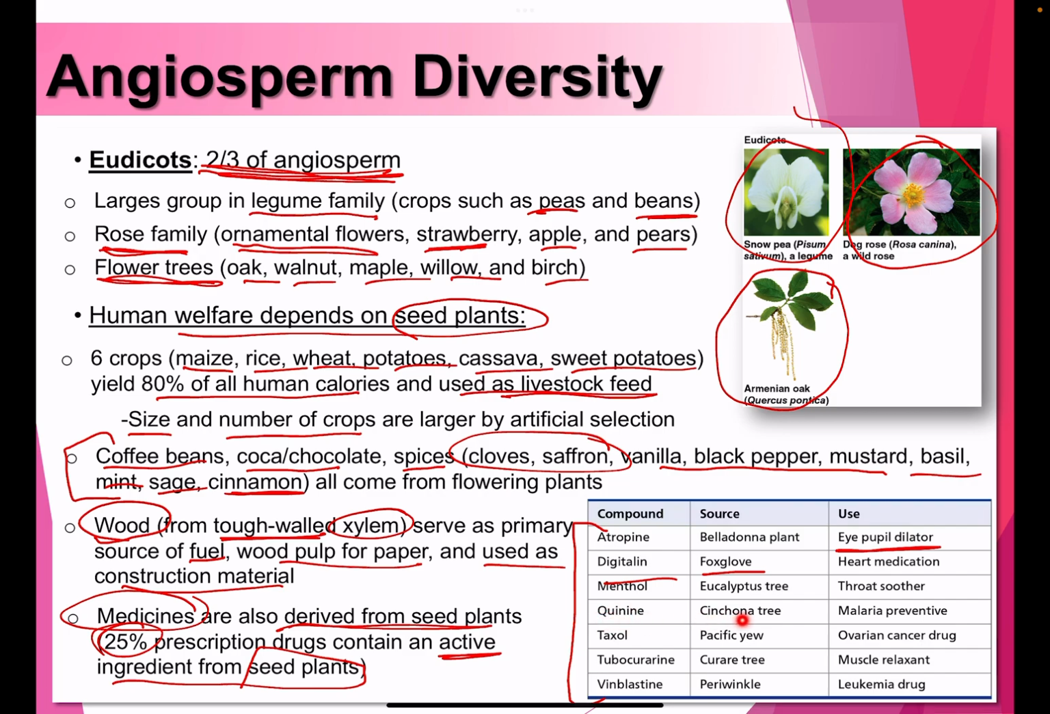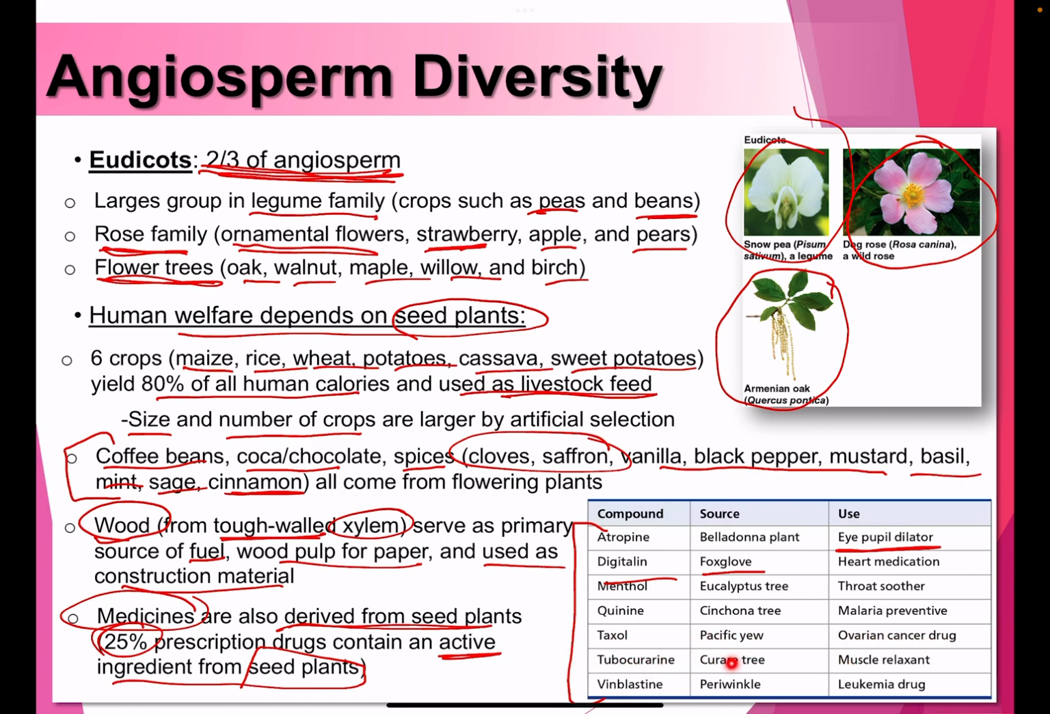Quinine, which is from the cinchona tree, is a malaria preventative. Taxol, a very famous cancer fighting drug. It is harvested from Pacific yew trees and is an ovarian cancer drug.